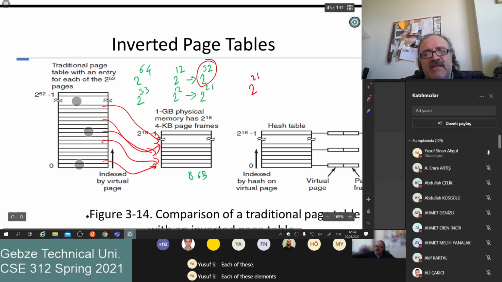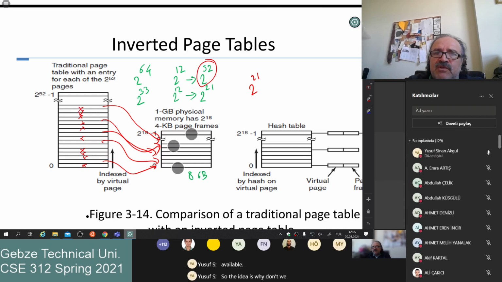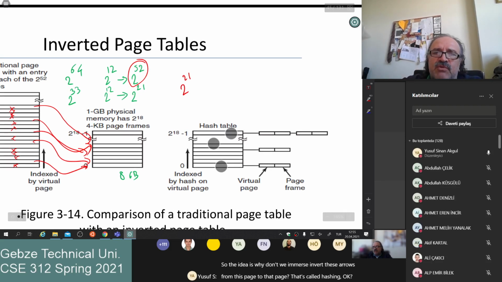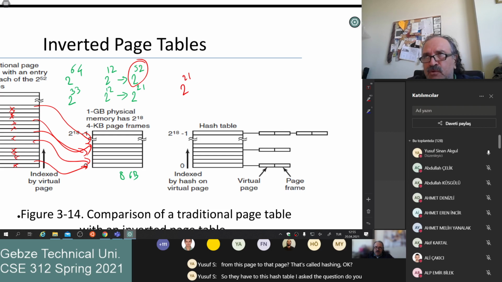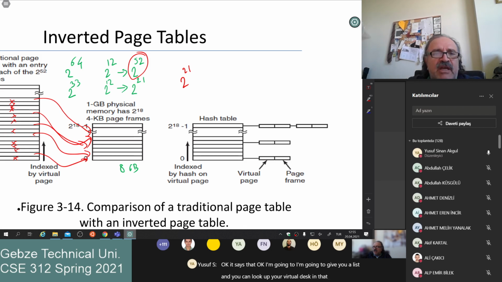Each of these elements are trying to point to somewhere in the main memory, but there is not enough space. So most of these pages will be marked with X's, right? I don't have them. Only a very small amount of it will be available. So the idea is, why don't we invert these arrows from this page to that page? That's called hashing. So to this hash table, I ask the question, do you have this virtual address number? It says, okay, I am going to give you a list and you can look up your virtual address in that list. If I don't have it, you are going to see it in a very quick amount of time. Although it is a little bit more difficult to look up your virtual addresses, it is much more efficient in terms of memory usage.